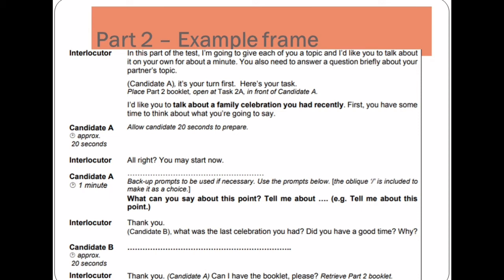At the end of 1 minute, the interlocutor will ask a question to candidate B. What was the last celebration you had? Did you have a good time? Why? Candidate B will have approximately 20 seconds to respond. At the end of 20 seconds, interlocutor will thank you and retrieve Part 2 booklet.